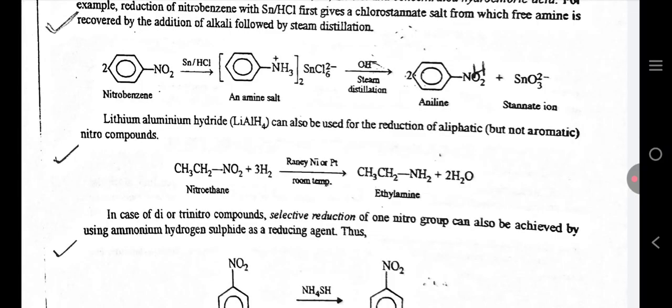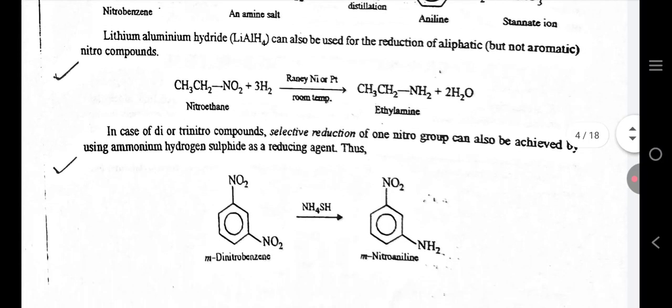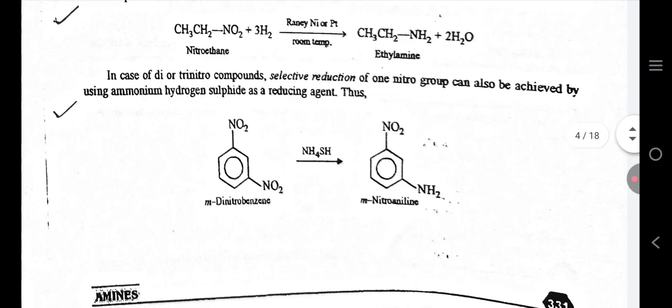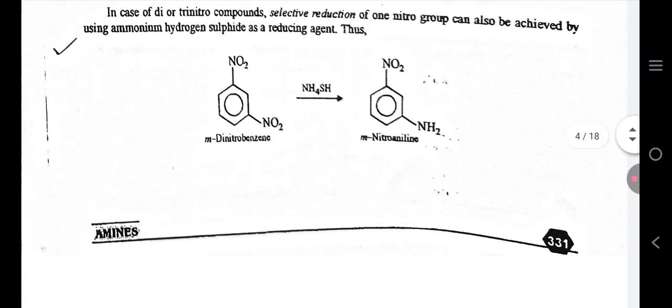Nitrobenzene to aniline. Lithium aluminium hydride can also be used for the reduction of aliphatic but not aromatic nitro compounds. Nitroethane to ethylamine. In case of di- or tri-nitro compounds, selective reduction of one nitro group can also be achieved by using ammonium hydrogen sulfide as a reducing agent.